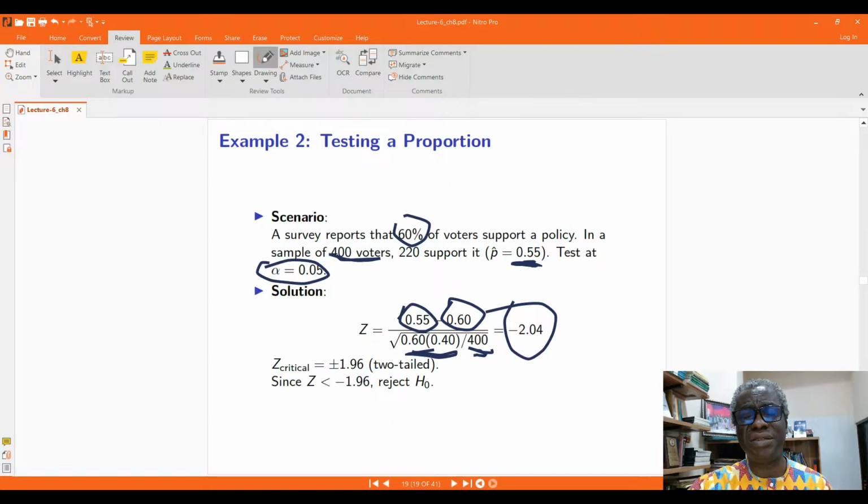In other words, the claim in the report that 60% of voters support the policy is rejected based on the evidence in the sample. So the evidence in the sample is not strong enough to support the claim in this report.